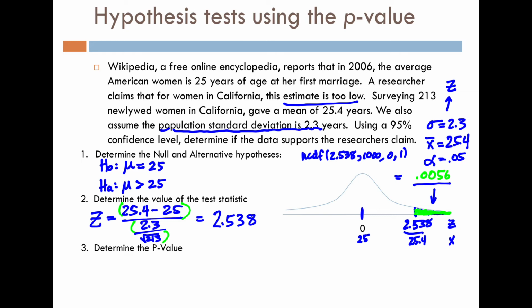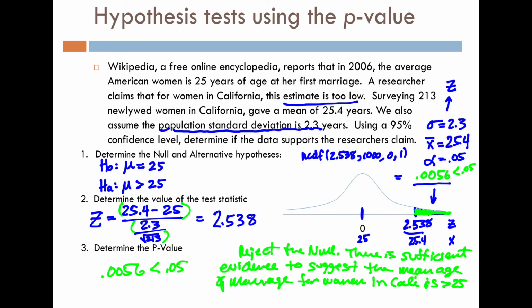My alpha is 0.05, and this is less than 0.05. So we have 0.0056, my p-value, less than 0.05. This tells me I'm going to, again, with strong conviction, reject the null.